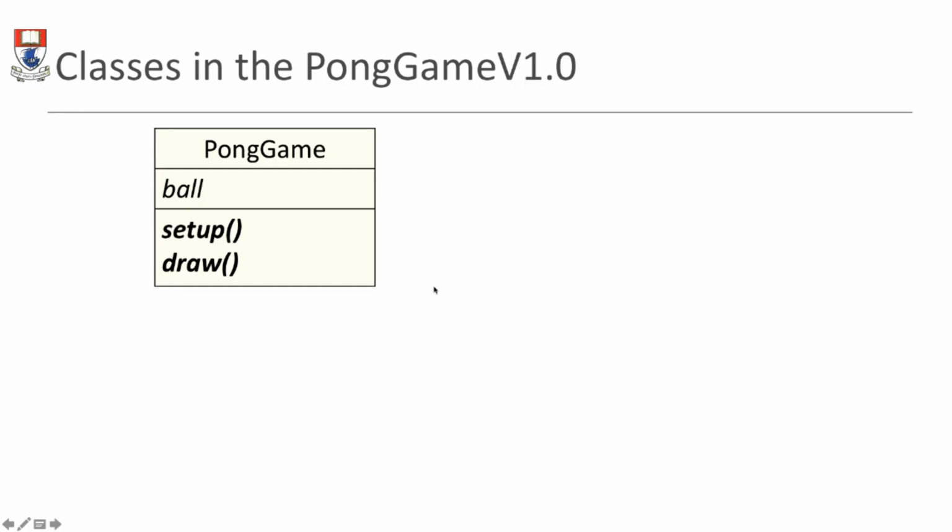So let's take a look. We've got Pong game, and it's going to work with the ball. And the Pong game is responsible for setup and draw. These are the 2 methods that we've seen in all our programs to date. When we want to do an animated drawing, we must have setup and draw.